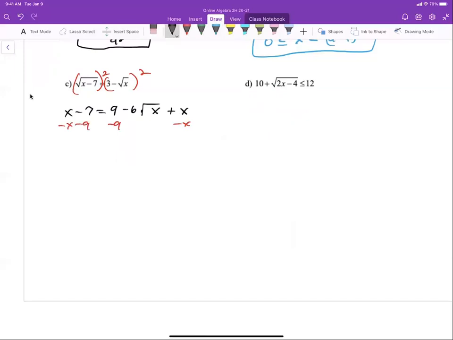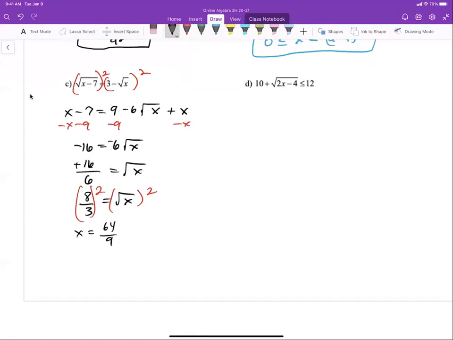and I get negative 16 is equal to a negative 6 square root of x. Divide both sides by negative 6. I get a positive 16 over 6 equals the square root of x. I can simplify that. That'll give me 8 over 3 equals the square root of x. Now I can square both sides, and I find that x is equal to 64 over 9.